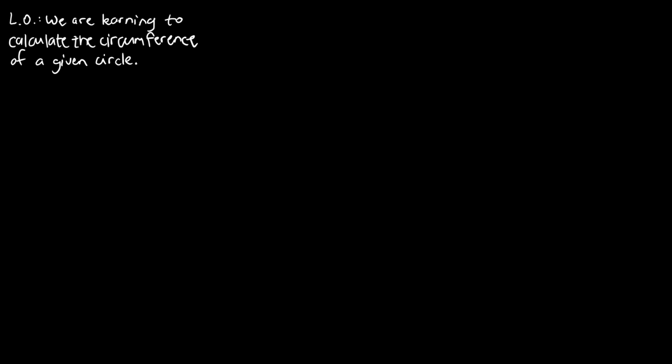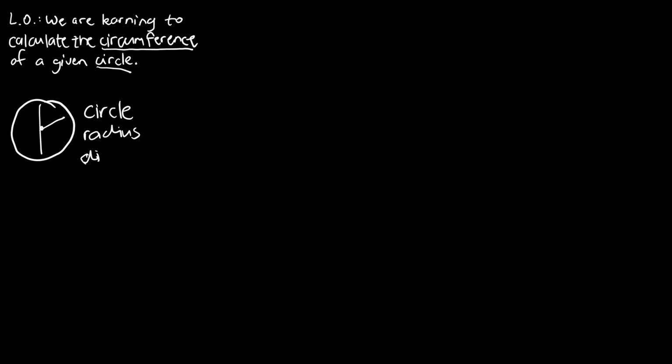Today's learning objective is in white, and we're learning to calculate the circumference of a given circle. So there's a few key words in there. Circumference, that'll be a new word for us, and circle will be one that hopefully we recall from before. We're all very familiar with what the circle is, and important to that circle definition we looked at in yesterday's video was the idea of a radius and the idea of a diameter as well.